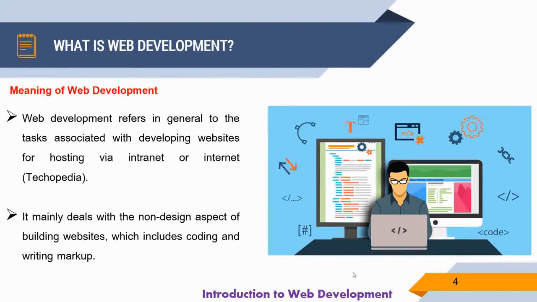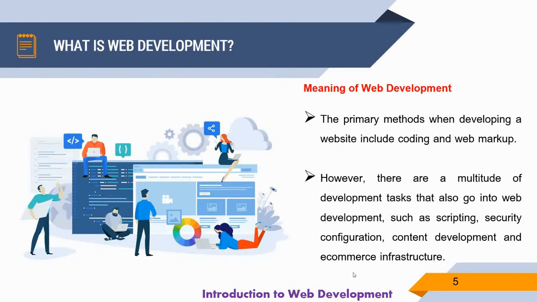Actually, there are a lot of things involved in order to come up with a website. We have the design aspect, and this is mostly done by the product designer, the UI/UX developer. The web development part has to do with the coding and writing markup. I think before the end of the lecture, you are going to understand which coding language is used for web development and which markup.